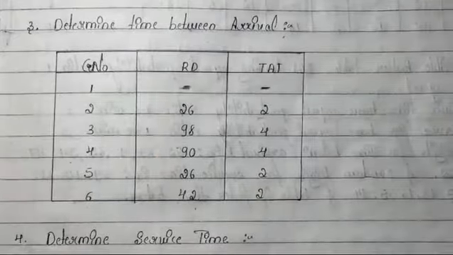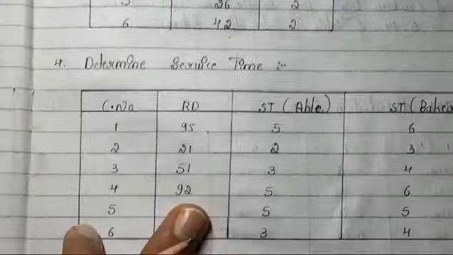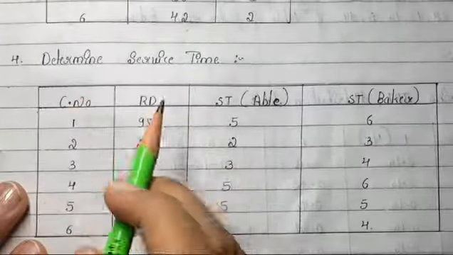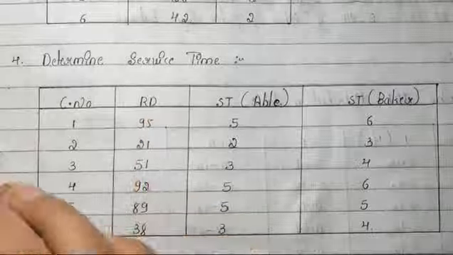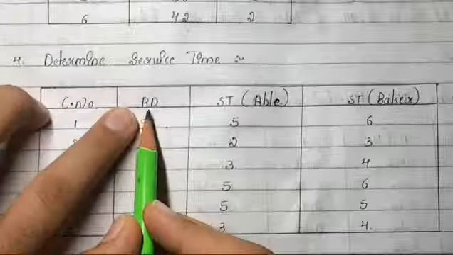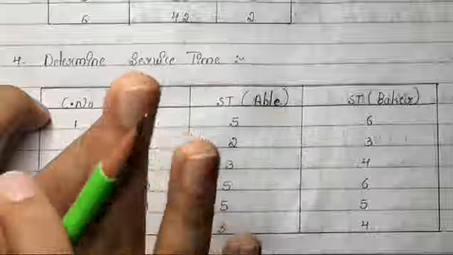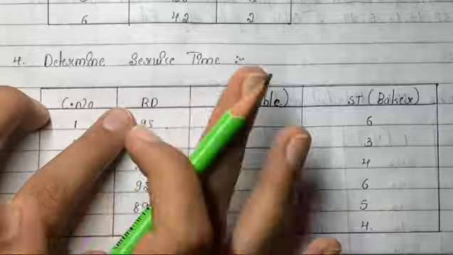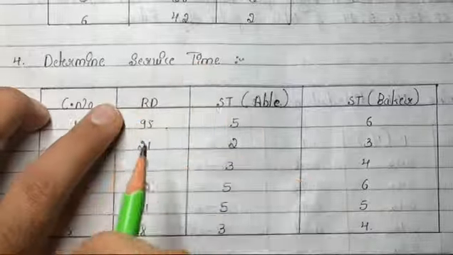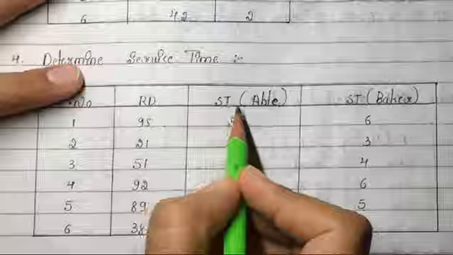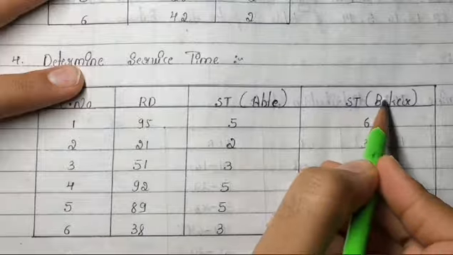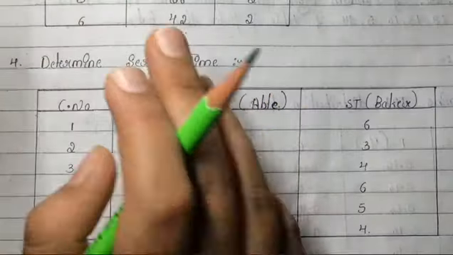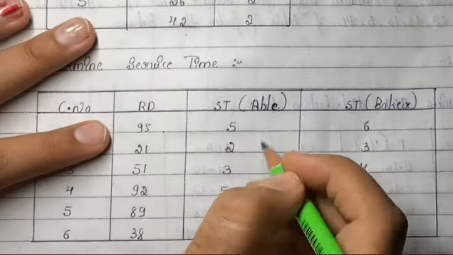Next, moving to the fourth step, here also random digits are given in the question, so write down those. Here we are not considering 0, that is only for arrival, not for the service time. Keep it in mind. Now service time for Able we will calculate, and service time for Baker we will calculate, because they are given separately.